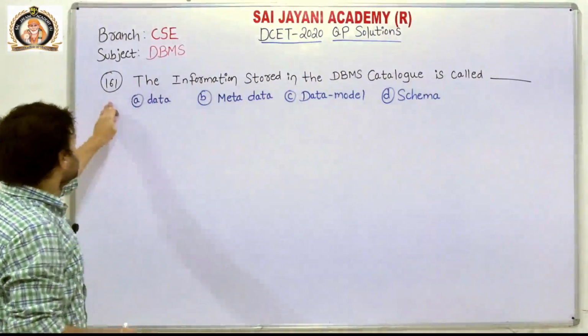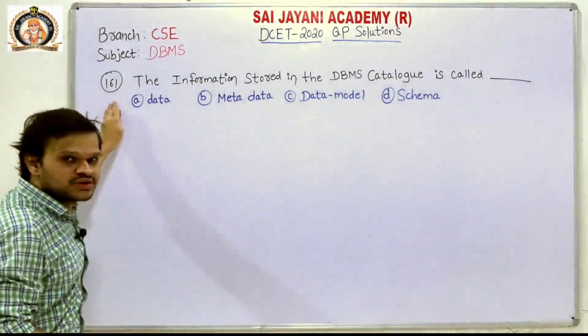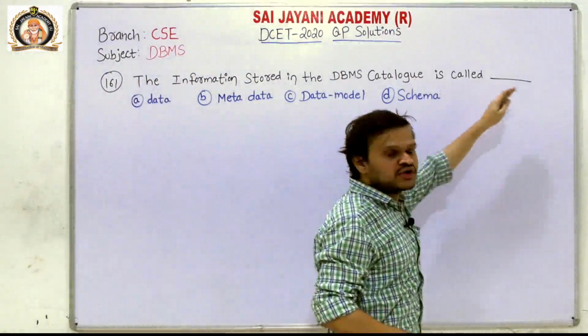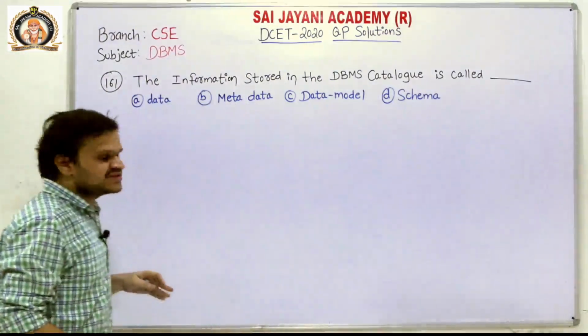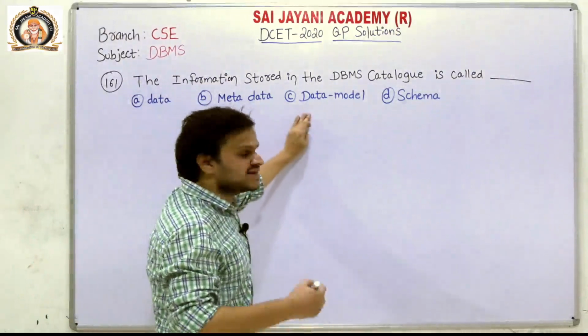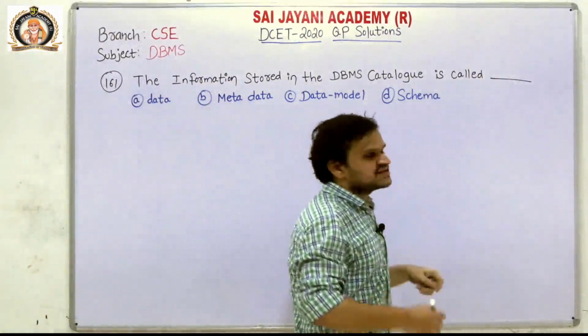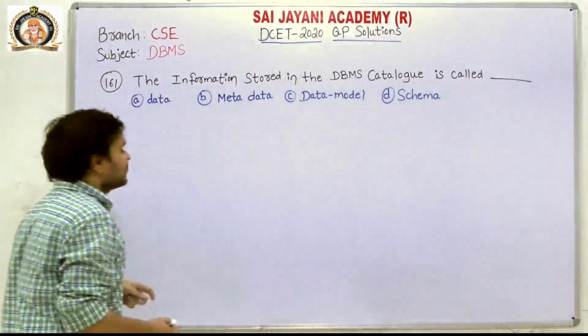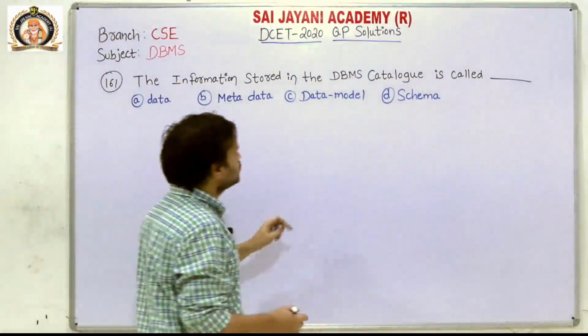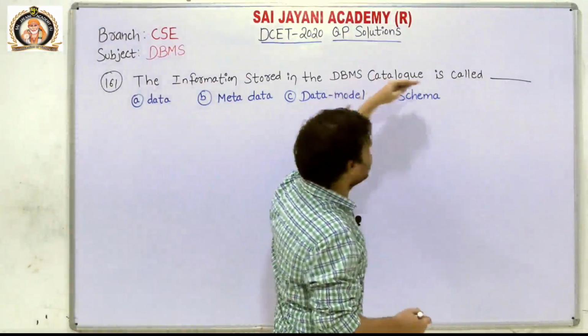In that, question number 161: the information stored in the DBMS catalog is called dash. We have 4 options. Option A, data. Option B, metadata. Option C, data model. And option D is schema. Before answering question number 161, first we have to know what the DBMS catalog is.